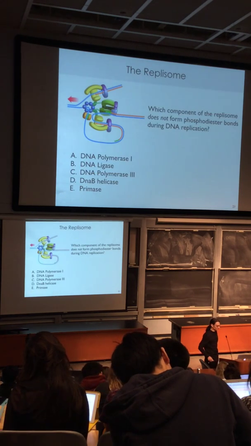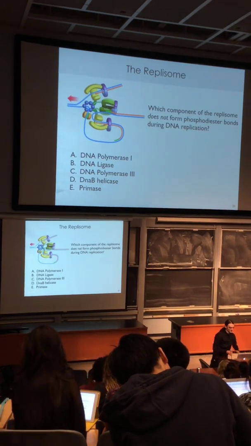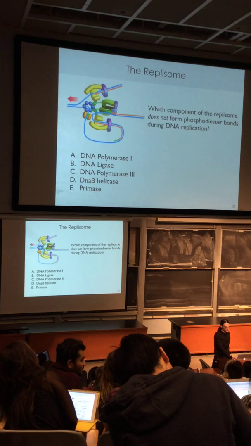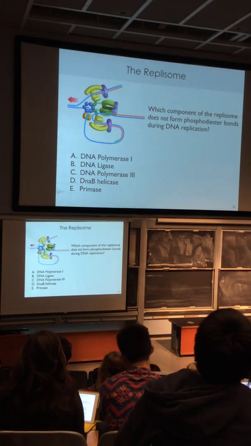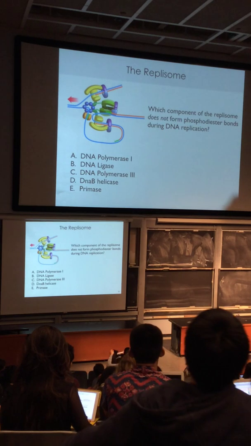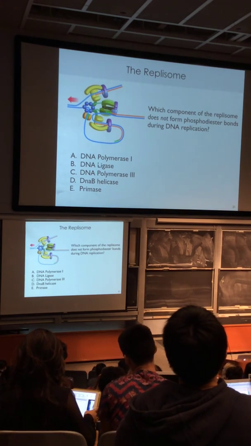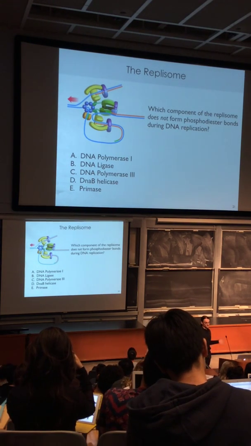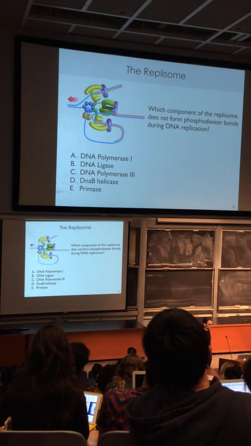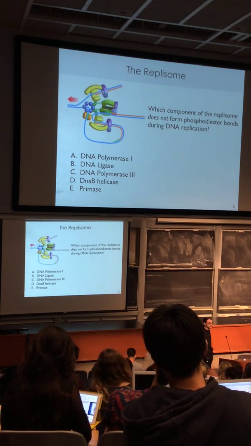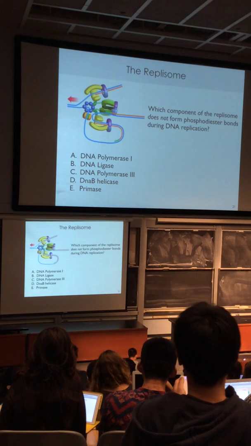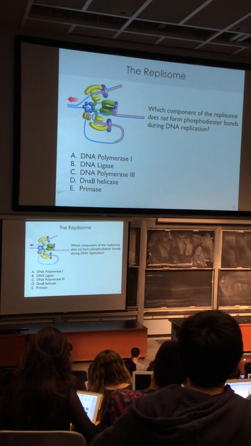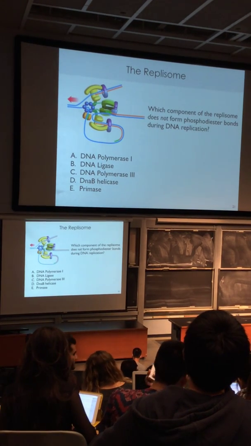And so here, a question to think about with all of these different molecules involved. I'll give you about a minute and a half to talk about this. The question is, of all these things in the overall replisome, polymerase 3, polymerase 1, ligase, primase, and helicase, which of these does not form phosphodiester bonds in the course of synthesizing the new strand? Which does not?